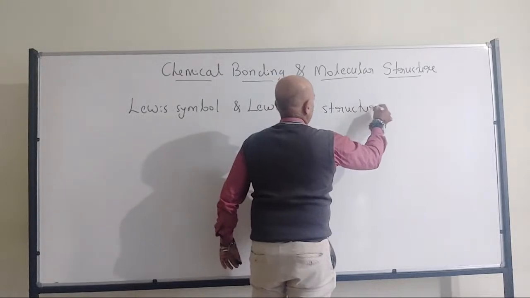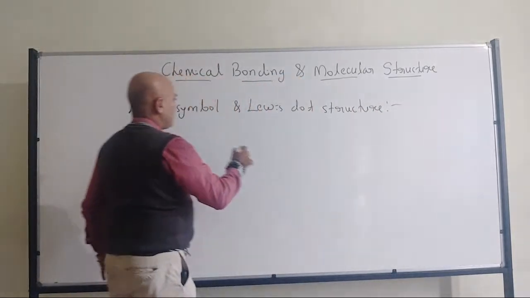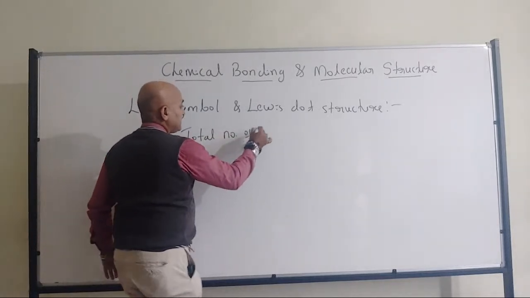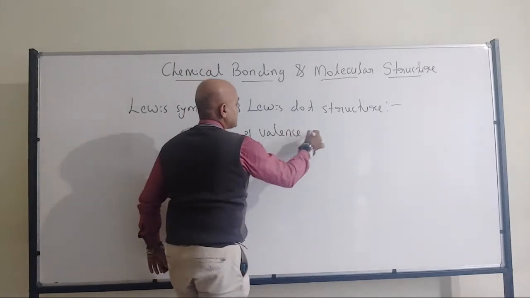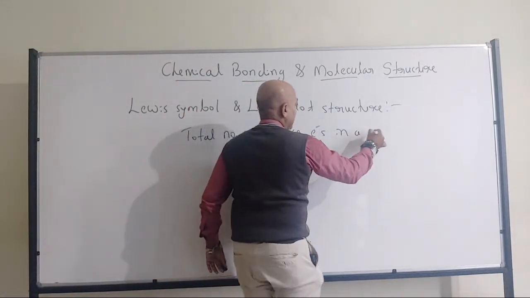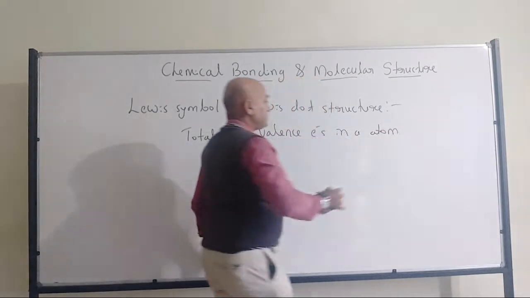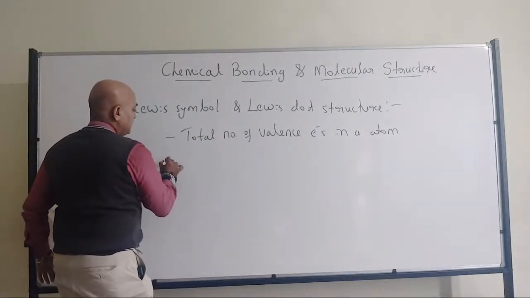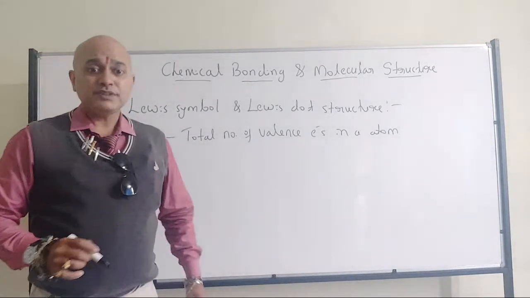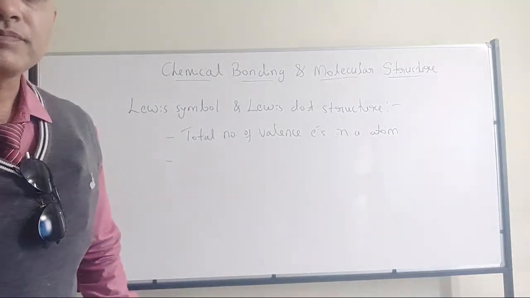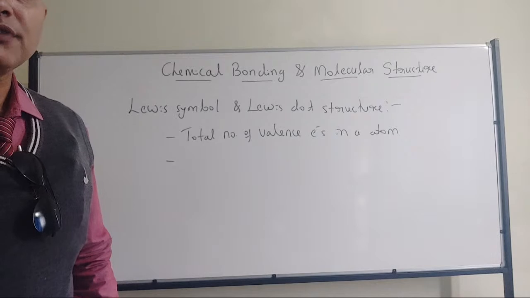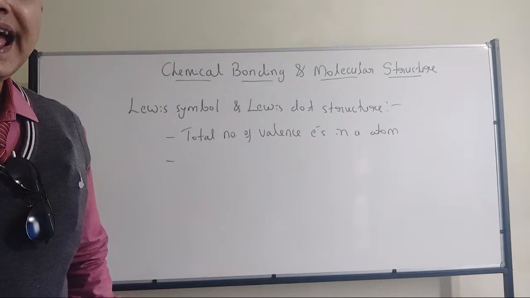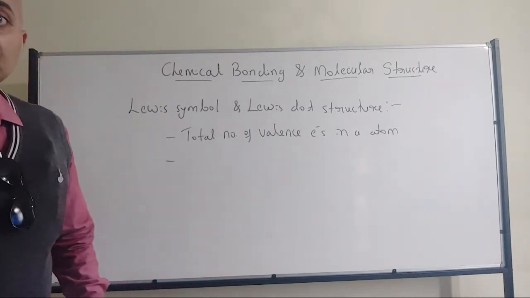Based on these we can find out the total number of valence electrons in an atom. That is one piece of information we are going to get, especially with respect to the Lewis symbol: the exact number of valence electrons in an atom or an element.